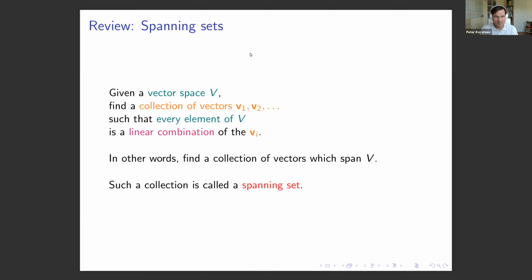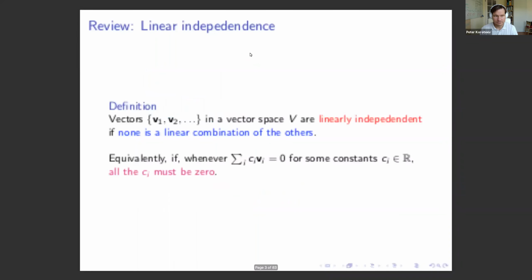So given a vector space capital V and a collection of vectors V1, V2, etc., such that every element of capital V is a linear combination of those vectors. In other words, we find a collection of vectors that span space V. And this set of vectors is called a spanning set.